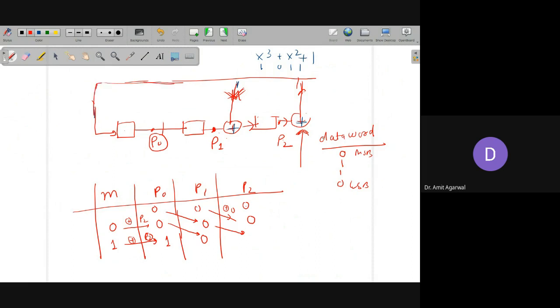Because now you have entered 1. So because this 1 has gone with 1. Once you enter 1 and you take its XOR with P2, it is 1, right? So now P2 will be P1 XOR with 1.